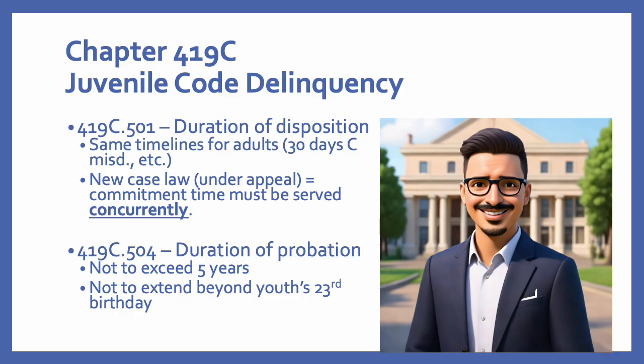Concurrent versus consecutive. What does that mean? Concurrent means at the same time. Consecutively means one after the other. In Oregon, juvenile courts generally do not have the authority to impose consecutive commitments unless specifically authorized by statute. The Oregon Court of Appeals has held that the Juvenile Code does not explicitly permit the imposition of consecutive commitments.